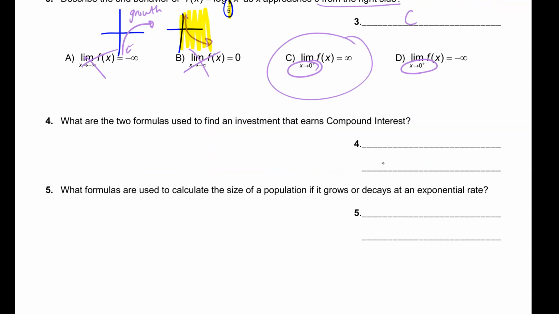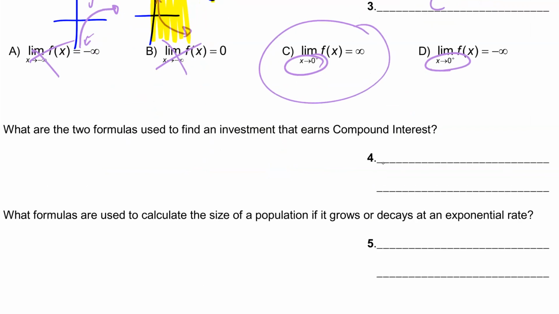So, what are the 2 formulas used to find investment that earns compound interest? The difference is growth or decay versus investment. Money versus things that are increasing or decreasing. Money is when you have a PERT. I just told you, 4 and 5, I'm going to ask you. You have to know the equations, right? You have to know them. I'm not going to give them to you. But I'm going to choose very specifically. There's 2 formulas to find investment that earns compound interest.